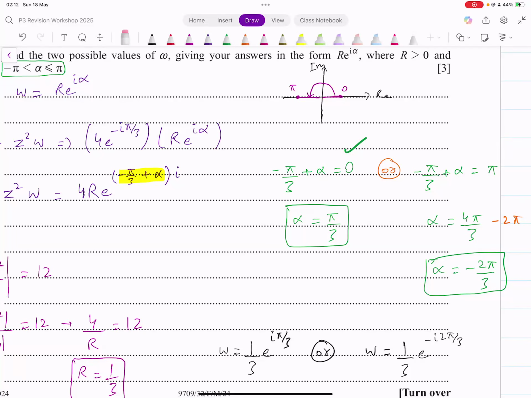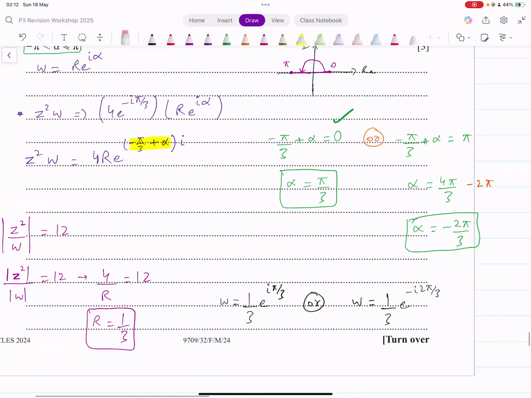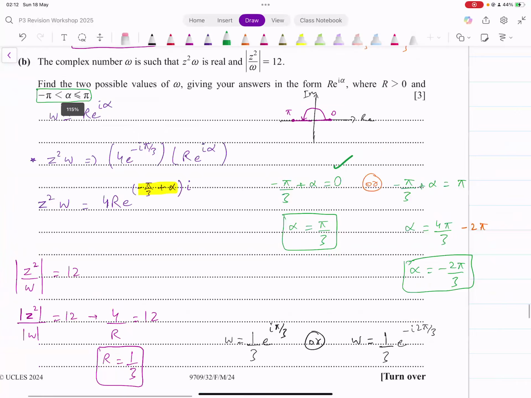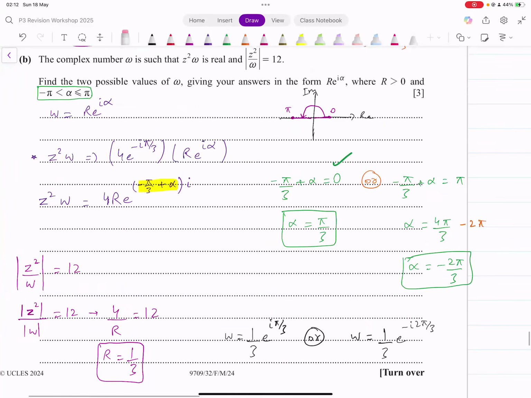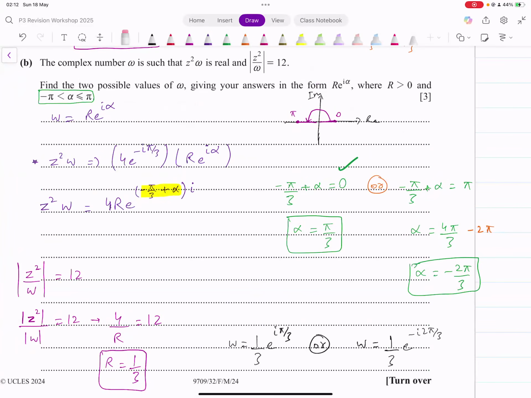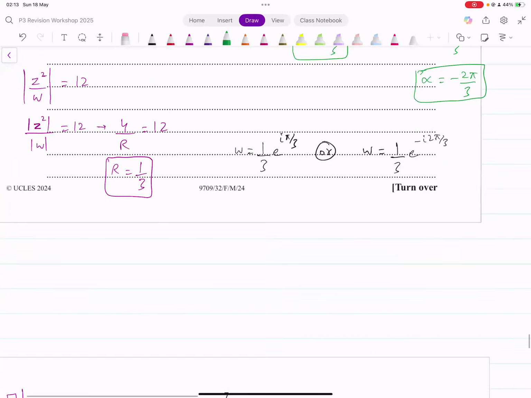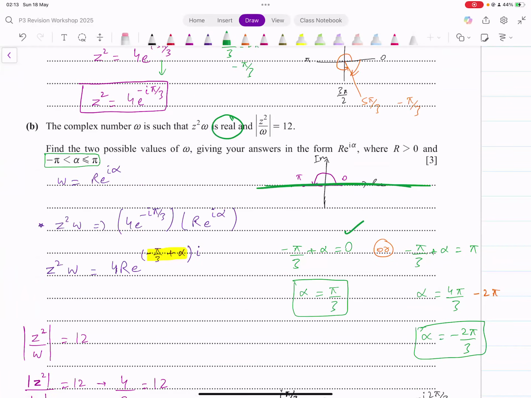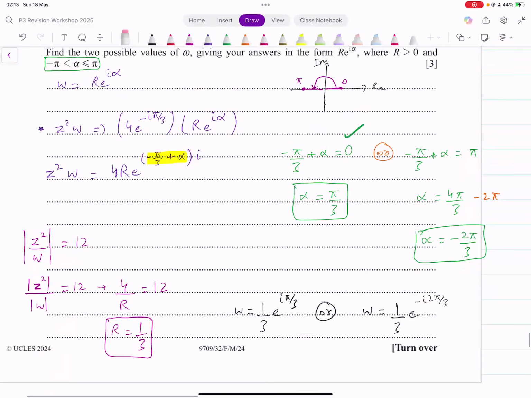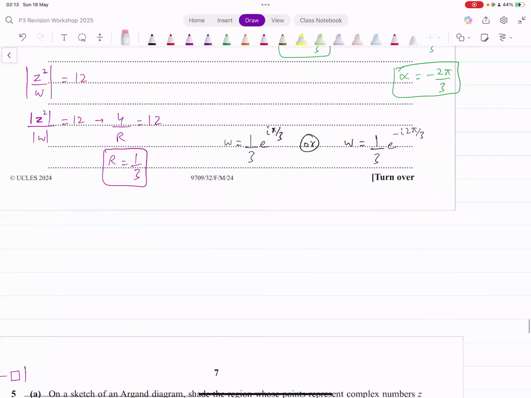And then you can say the complex number w therefore is either 1 over 3 into e raised to power i pi over 3 or 1 over 3 into e raised to power minus i 2 pi over 3. It's quite tricky the first time you look at it. Have a look at this working again and understand what's going on. Since it said that it's real, it had to be on the horizontal axis, right? So that's why the argument had to be either 0 or pi. Okay, all right.